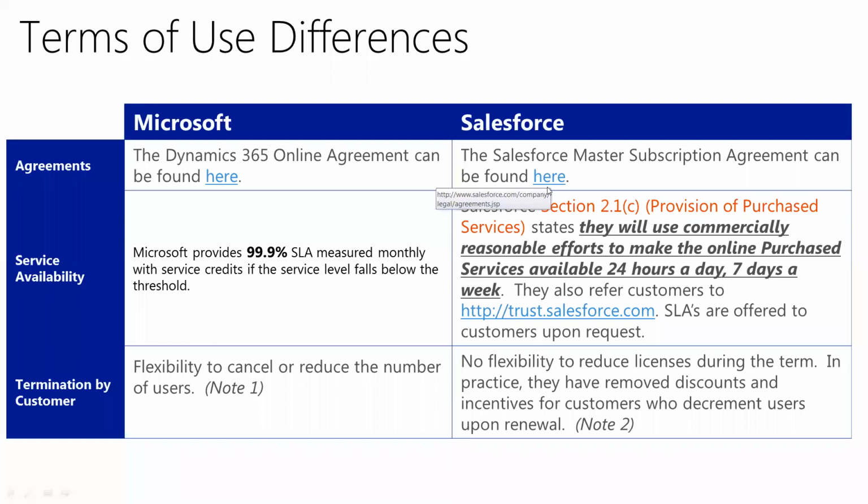So you can click on this link and then check for that agreement. This is section 2.1, the one for provision of purchase services. If you search, hello, could you please mute?